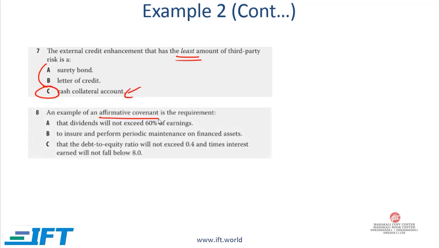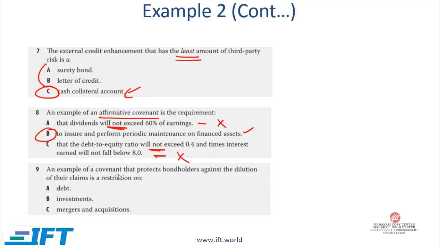An example of an affirmative covenant is which of these? That the dividend will not exceed 60%. There is a "not" here, so this is negative and therefore not right. To ensure and perform periodic maintenance on financial assets. This looks right. Debt to equity ratio will not exceed 0.4 and times interest earned will not fall below 8. So this also looks like a negative covenant and is therefore not right. B looks affirmative and it is administrative, so B is the best answer.